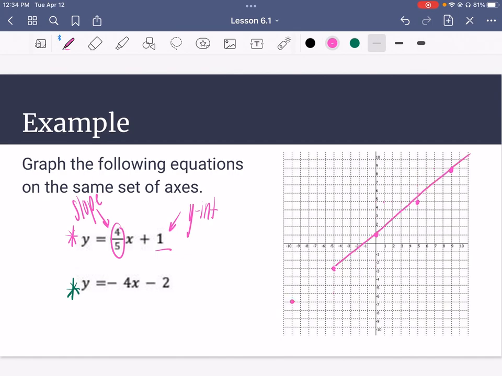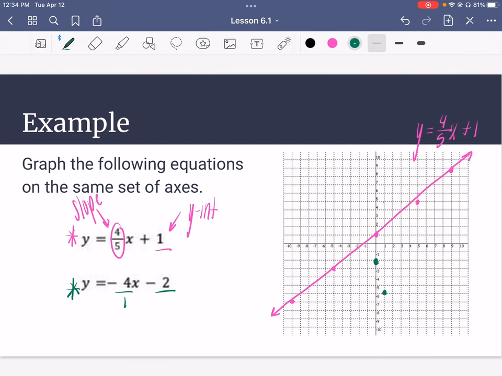Or backwards, go down 1, 2, 3, 4, over 1, 2, 3, 4, 5 to the left, and then you can continue going backwards. Okay, then you can plot your line here. And whenever you are actually plotting systems of equations, I want you to go ahead and label them as well.